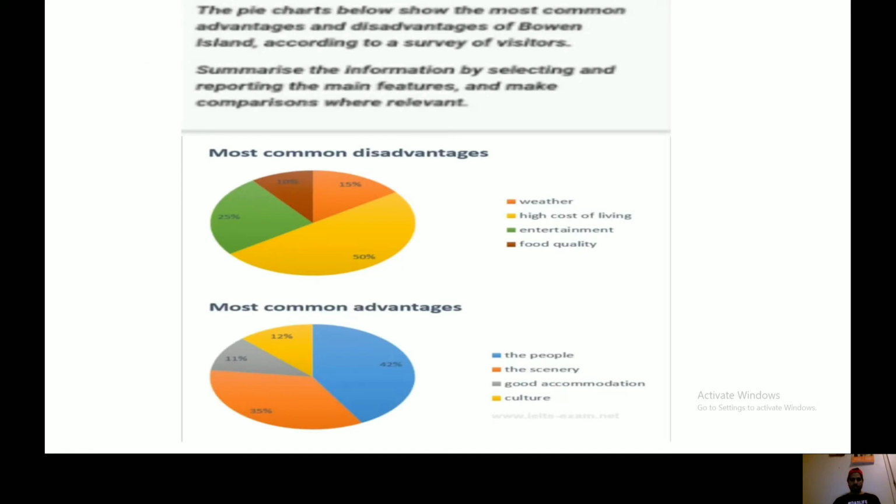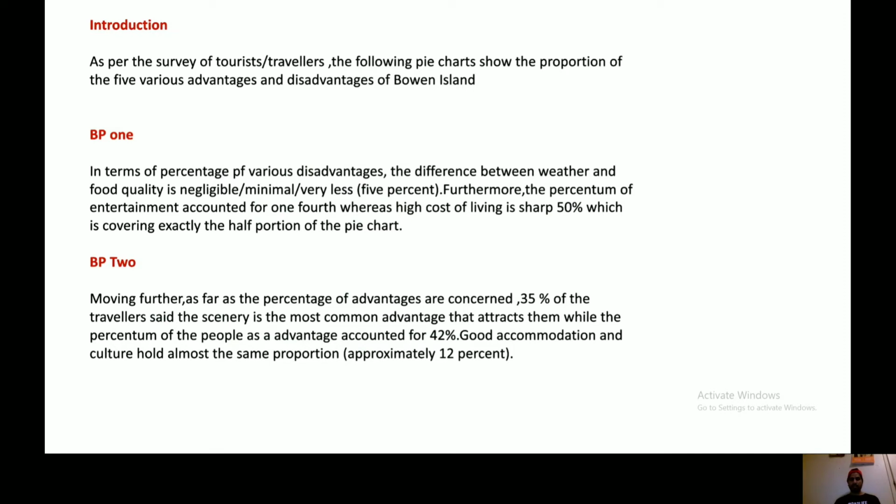Now we could go to the pie chart. The 42% of people said the people over there are good, that's why they treat them as an advantage. So what is the advantage here? 42% of people have said that the people who live there are an advantage, that's why, because they are very good people, that's why they always try to go over there just to enjoy with them. So 42% of people give preference to the people who are living in Bowen Island.